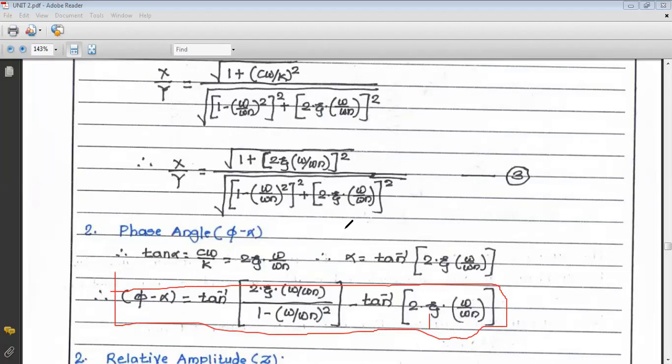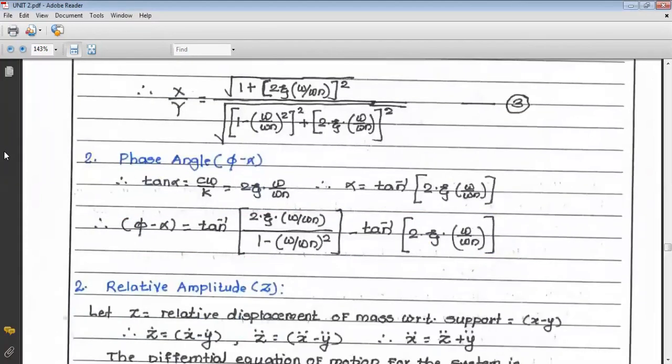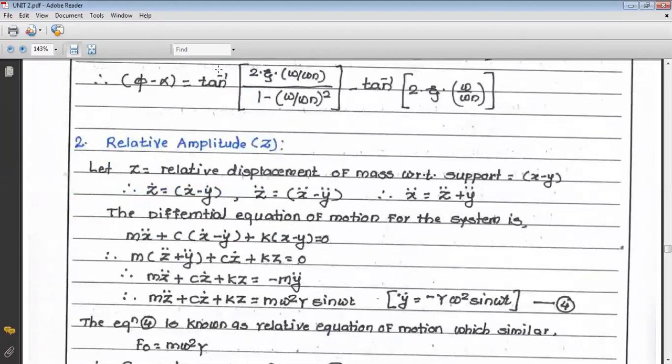Now the second type of amplitude, which is very much simpler, is called the relative amplitude. Now there is the relative amplitude of mass with respect to base. So that is taken as x minus y, called z. That is the relative displacement of mass with respect to support. It is taken as z. So the value of z becomes x minus y, the value of z dot becomes x dot minus y dot, and the value of z double dot becomes x double dot minus y double dot.